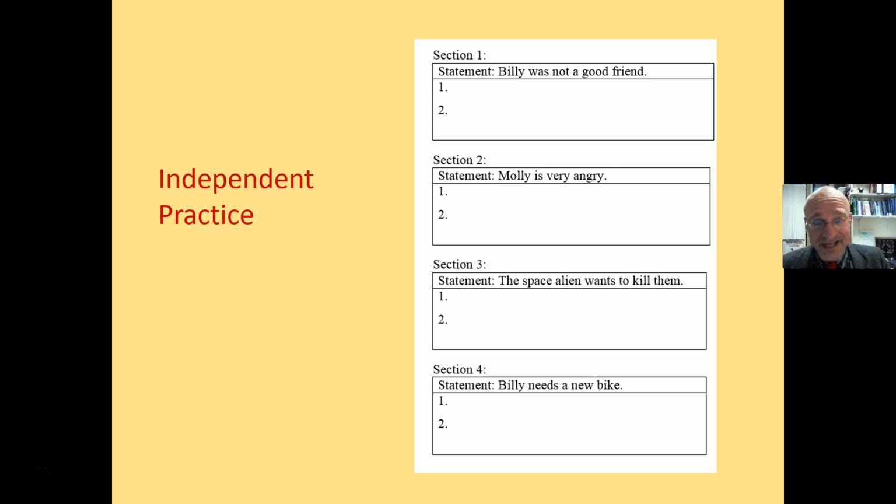Now, for my independent practice, it might look something like this. We took baby steps towards that. So in section 1, there's a statement. 2, 3, 4. They have to then find 2 clues to support each statement. If I did my job, 95 to 100% success ratio. If I have students that are struggling a little bit, I could provide a word bank for some students as well to make this a multi-level learning experience.